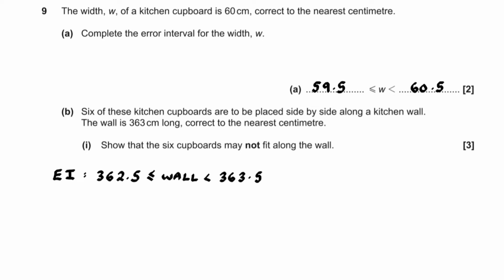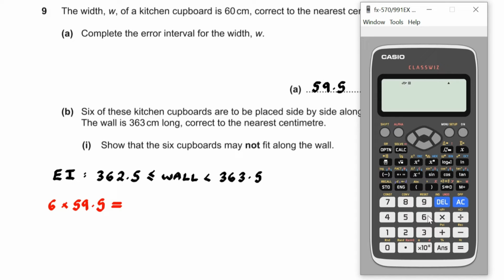So, the way we can look at this is to think, well, if I had 6 multiplied by 59.5, and if we work out what this is equal to, we get 357, and if we do 6 times 60.5, we end up with 363.